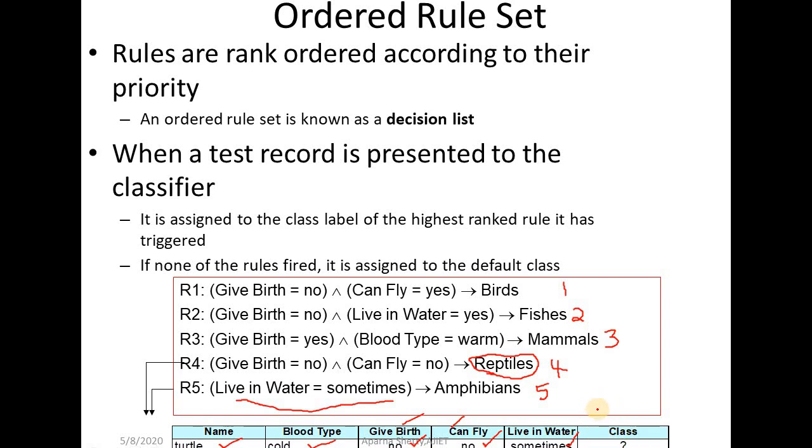That is the ordered rule set. According to the rule priority, we classify the records. Suppose none of the rules were triggered by this record, then we would assign it the default class label. So that was about the ordered rule set.